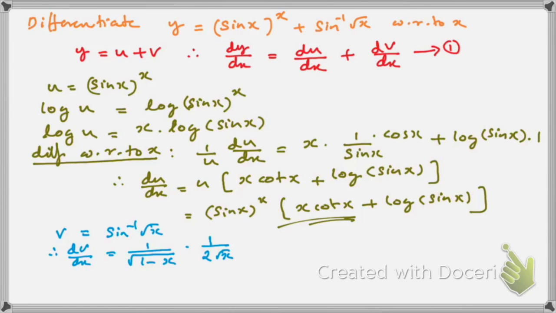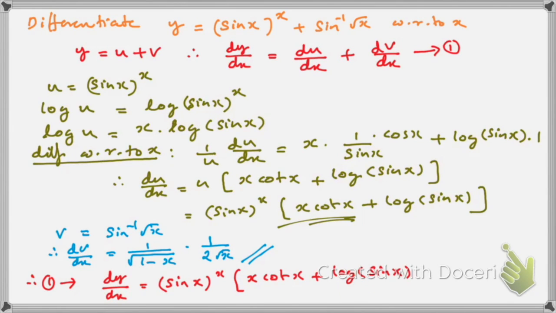So that's my dv by dx, and then I'm going to put this back into equation number 1 to find my dy by dx. dy by dx will be du by dx plus dv by dx, and I have got both the answers done separately. Add them up. dy by dx is equal to the du by dx answer, which I copy, plus the dv by dx answer as well, which is my complete derivative.